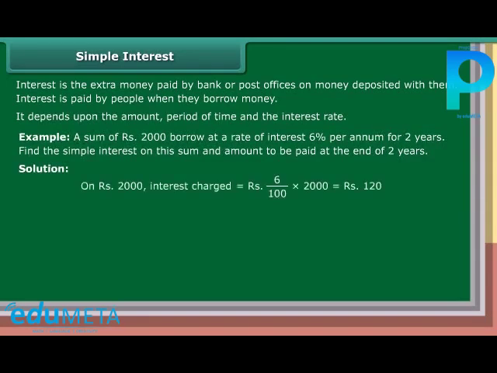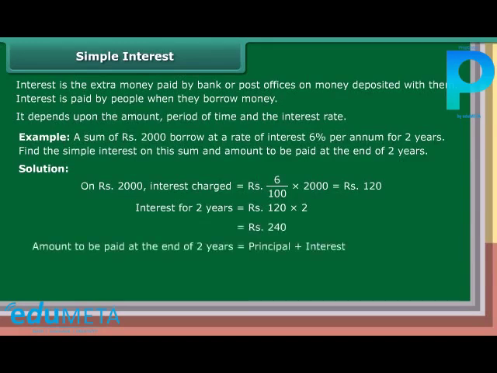Solution. On ₹2,000, interest charged = 6/100 × 2,000 = ₹120. Interest for 2 years = ₹120 × 2 = ₹240. Amount to be paid at the end of 2 years = principal + interest = ₹2,000 + ₹240 = ₹2,240.